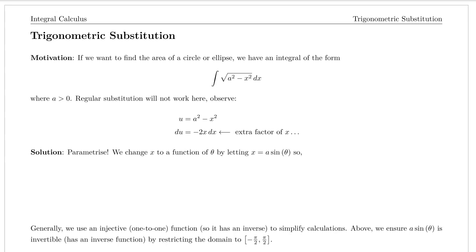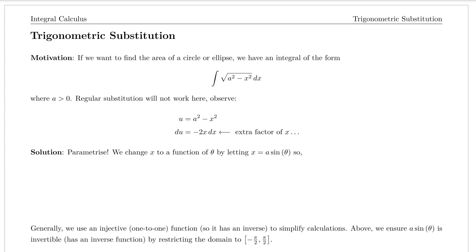In this video, we're going to be talking about trigonometric substitution. The motivation behind this section is, if we want to find the area of a circle or ellipse, we have an integral of the form, the integral of the square root of a squared minus x squared dx, where a is some positive constant. Regular u substitution will not work here.